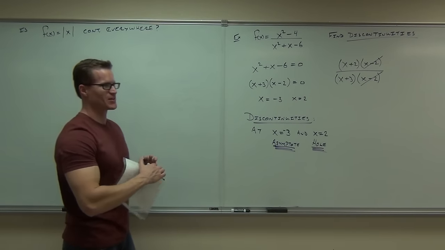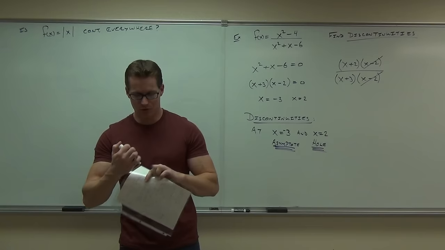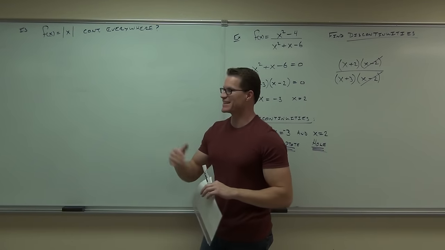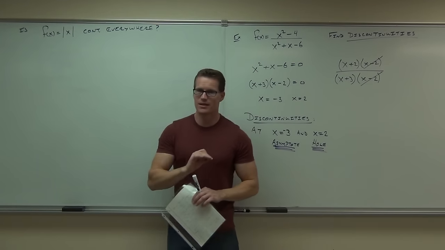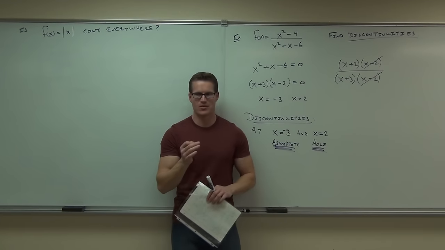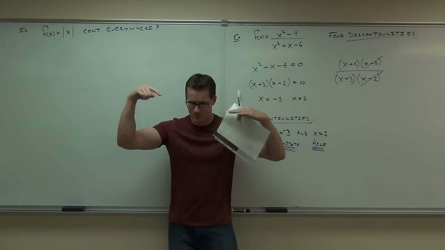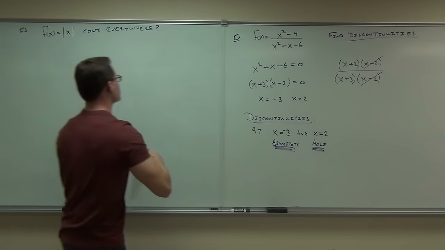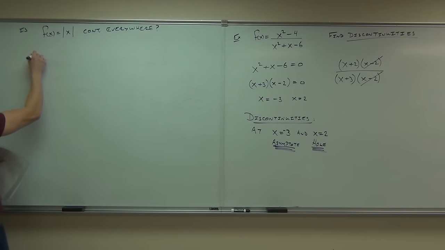Here's how to prove it with some limits, okay? What we want to prove is that the limit exists at every point, that the limit equals the function value at every point, and that even at that weird place where it comes together, that exists. So here's how we're going to define it, all right? We're going to define absolute value of x in an interesting way.